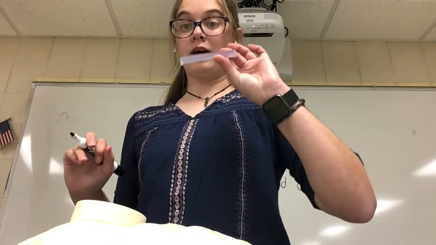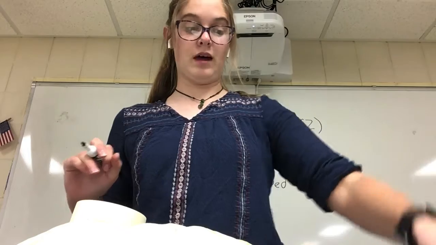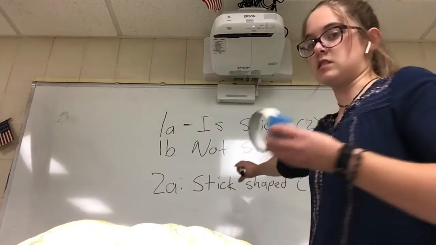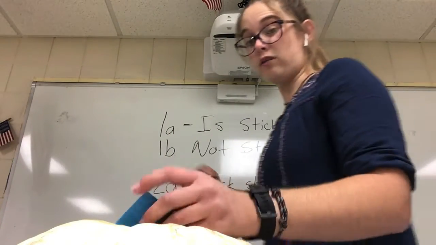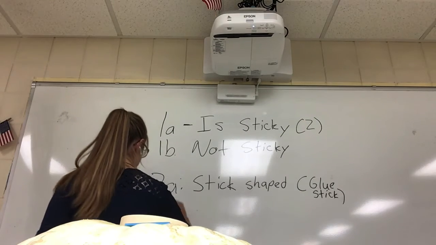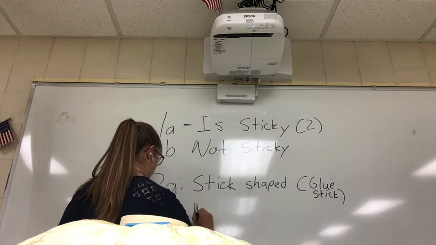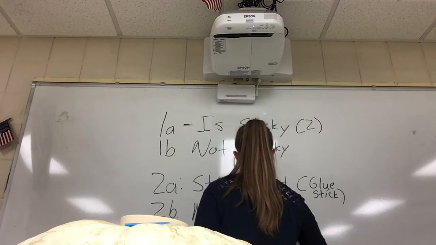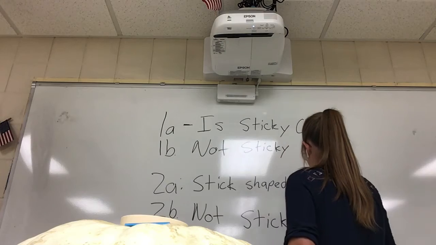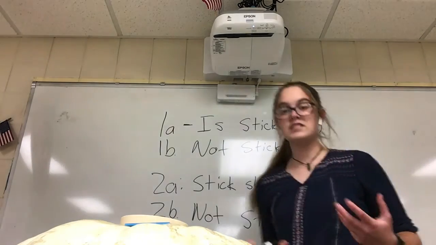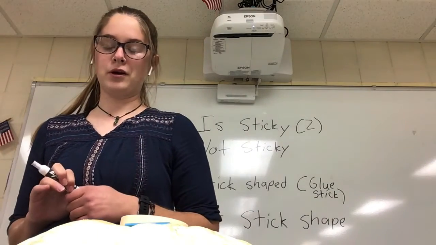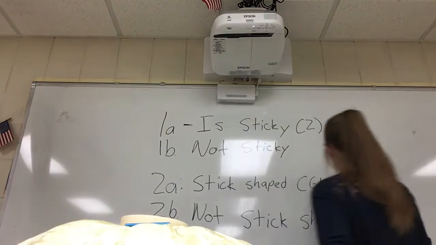So we've got this one identified. I'm going to set it to my left because we know what it is. Now I'm going to look at my Post-it notes and my tape. They're not stick-shaped. So I can just write for 2b, not stick-shaped. And if it's not stick-shaped, you're going to go down to number 3. So I'm going to put that there.